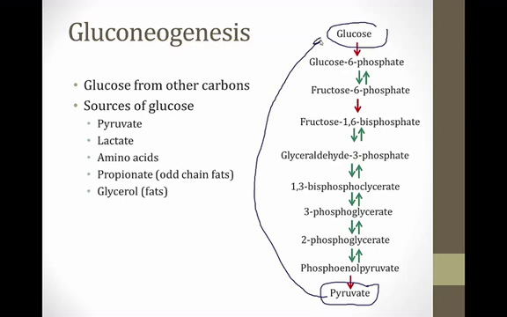The cell has to use ATP in order to go backwards, but this is a way the liver can generate glucose, which can be secreted into the blood to support other organs during times of starvation. And it's also a way that many other types of molecules can be converted into glucose for energy. So for example, other sources of carbon can be used by gluconeogenesis to make glucose. Lactate, some amino acids, propionate, which comes from odd chain fatty acids, and glycerol, which also comes from triglycerides. All of these can be converted into pyruvate or other intermediates of gluconeogenesis and then converted back into glucose so that cells can use the glucose for energy.